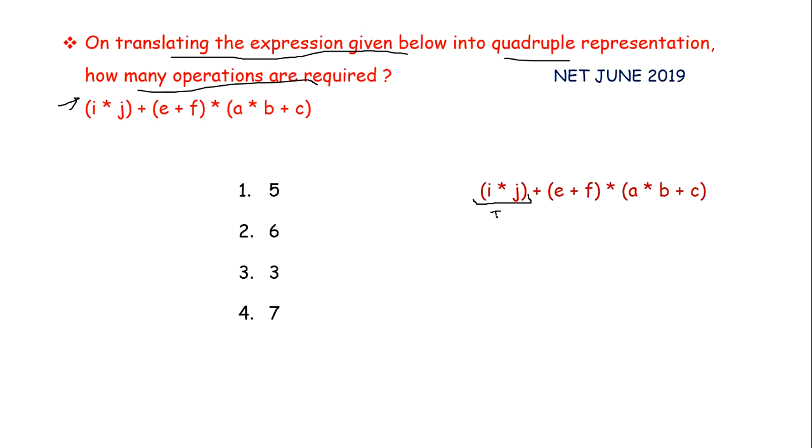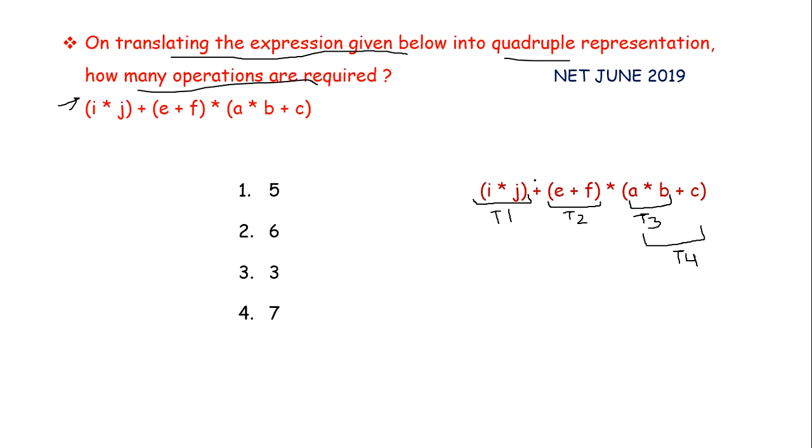Say this is our T1. Next we will evaluate E plus F. Say this is T2. So we will say that T1 equals I into j, T2 equals E plus F. Next, first we will solve the expressions in brackets, right? This is the correct sequence if you solve this expression. Next we will solve A into B. So this will be our T3. So we can say that T3 equals A into B, right? Now whatever will be the value of T3, it will be added with C. Right? So T4 will be equal to T3 plus C.